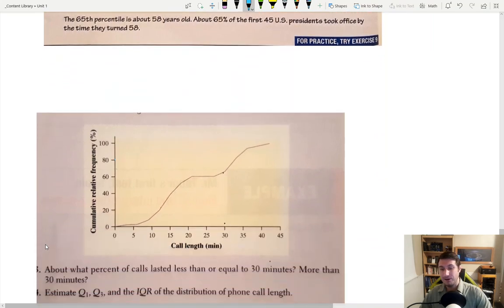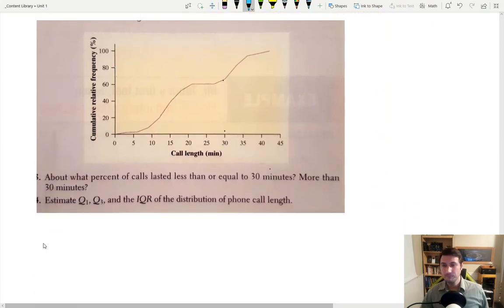All right, now let's do our own. So here is a cumulative relative frequency graph for the length of phone calls. Do you even call people anymore? Be honest, you have to text them before you call them, right? It's like, hey man, can I call you? Sure, go for it. All right, ring. I feel like that's how it goes these days.